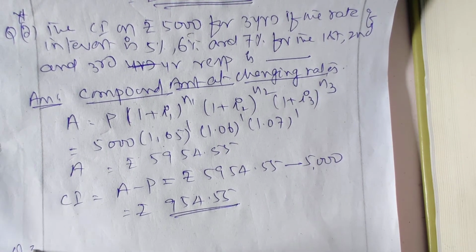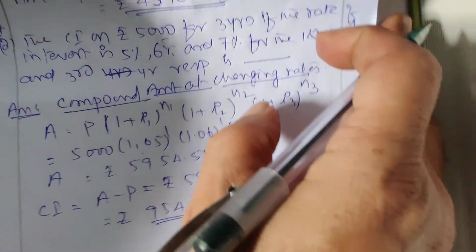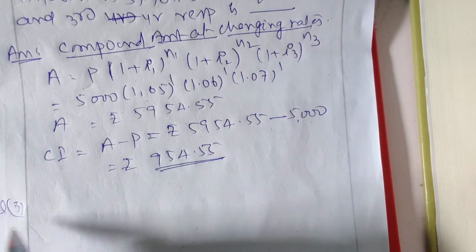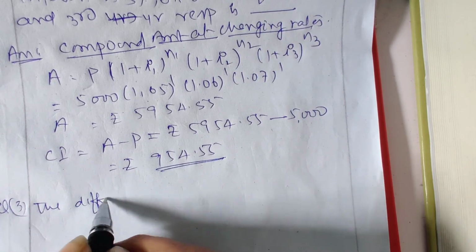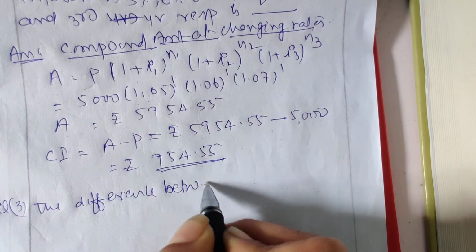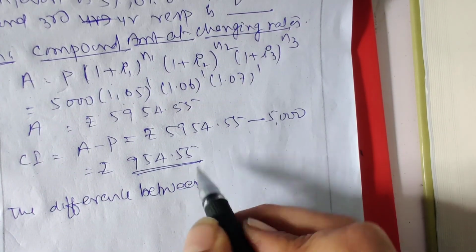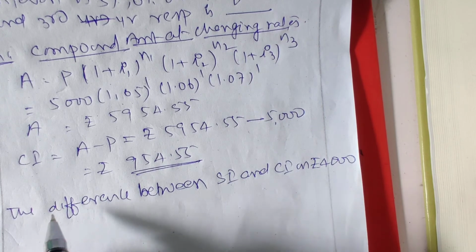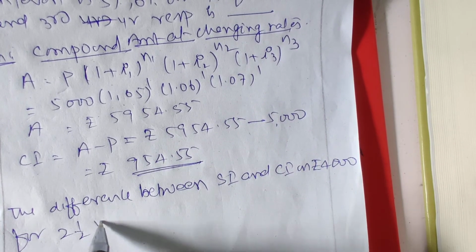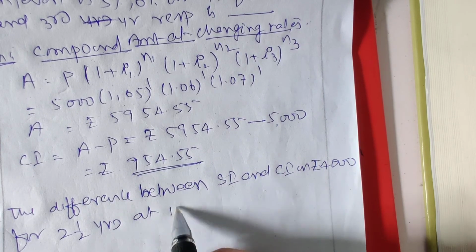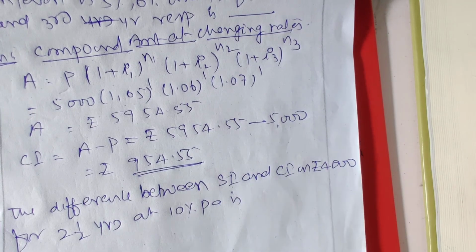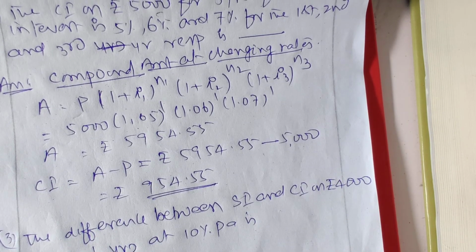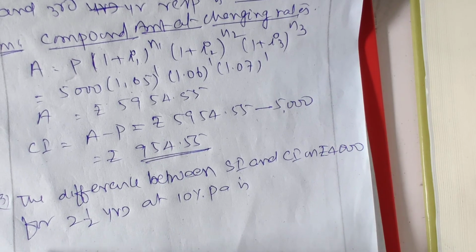Next, question number 3. The difference between SI and CI on rupees 4000 for 2.5 years at 10% per annum is question mark. Now see the solution, sir.